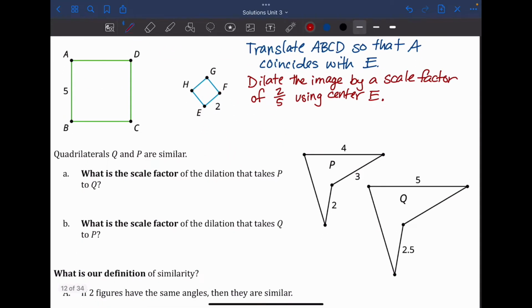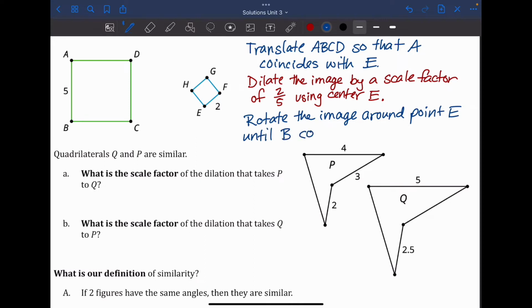So that's going to be my third step, which is rotate the image around point E until B coincides with F. And that is a series of motions.